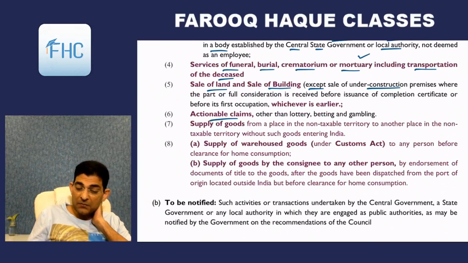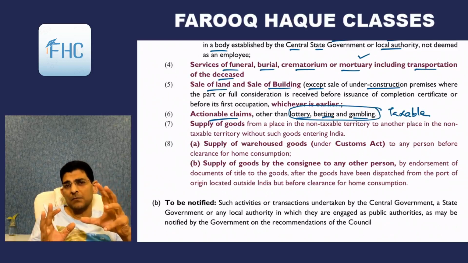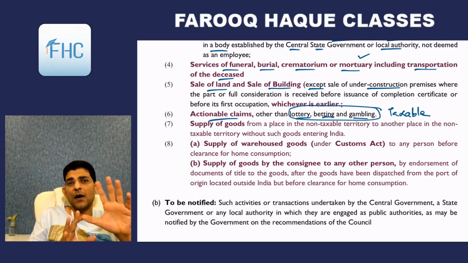Then actionable claims other than lottery, betting and gambling. So lottery, betting and gambling, these three are taxable. Apart from these three, all other kinds of actionable claims which give you right to receive money are exempt.